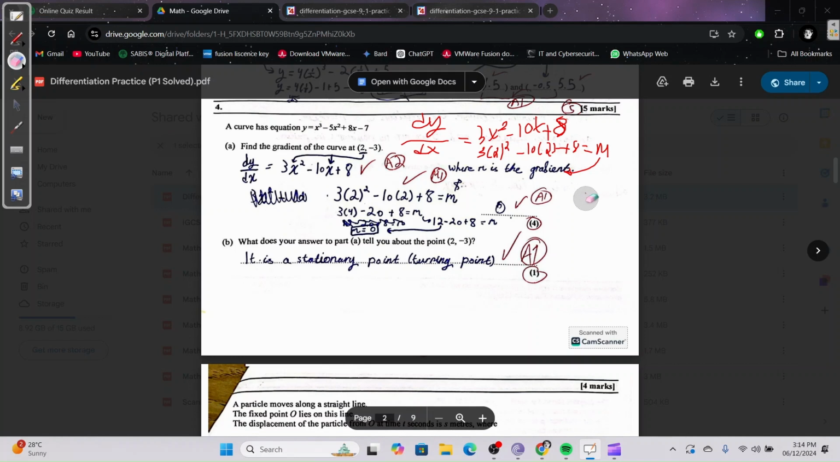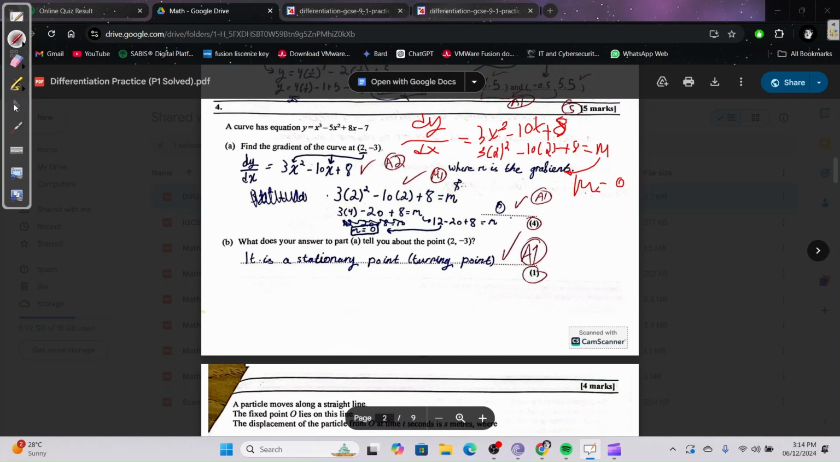Okay, now you solve this. So m is going to equal 3 times 4 minus 20 plus 8, because 10 times 2 is 20. So m is equal to 0. Now I explained this before. When the derivative dy by dx is equal to 0, it is your vertex, it is your stationary point, right? So what you write is it is a stationary point or the turning point.